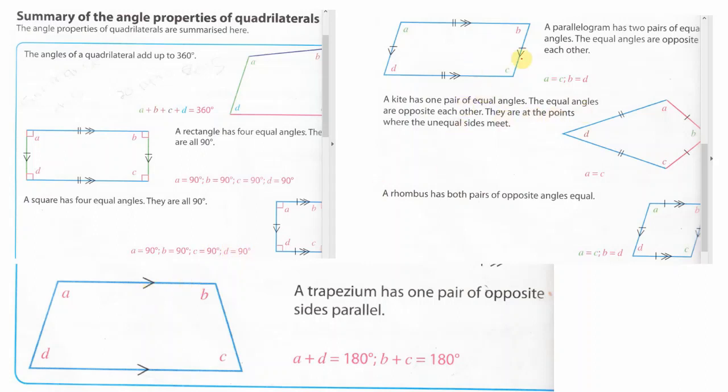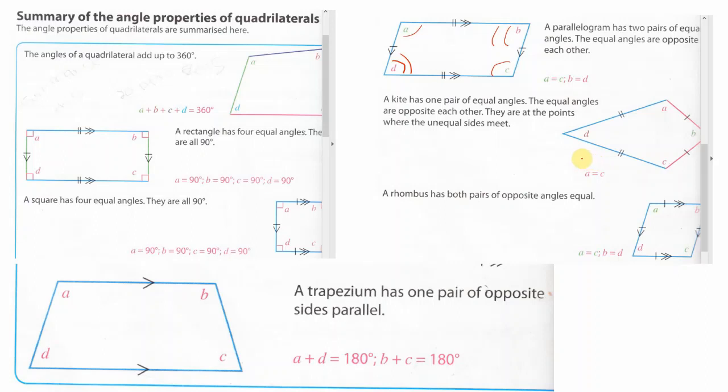So then let's next focus on the parallelogram, which is the most general quadrilateral shape. For a parallelogram, the opposite angles are equal. So angle A and angle C are equal, angle D and angle B are equal.